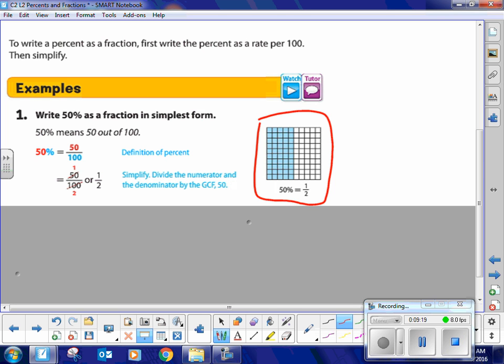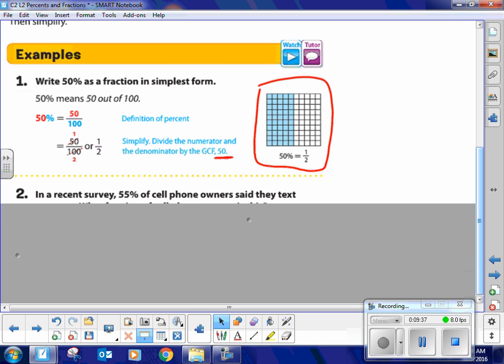But the definition of a percent is a number being compared to 100. So they put 50 over 100. Then they simplify by dividing the numerator and denominator by the GCF of 50. GCF meaning greatest common factor, which you should know. Not too bad. This is the easy part.